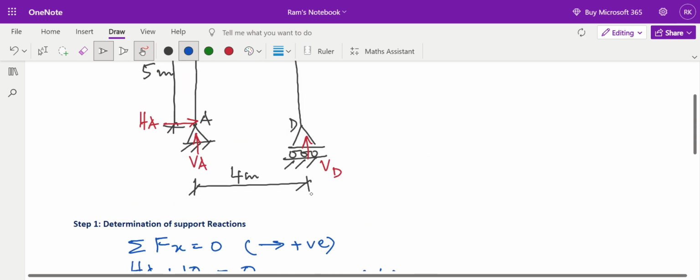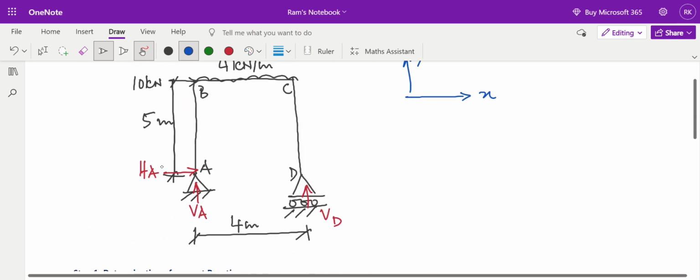Now look at this. The moment created by HA at A is 0 because HA is passing through A. There is no perpendicular distance between HA and A. The moment created by the force VA at A is 0 because VA is passing through A. There is no perpendicular distance between VA and A. Now, what is the moment created by this 10 kilonewton at A? This 10 into perpendicular distance is 5. So 10 into 5, and it is acting in a clockwise direction.